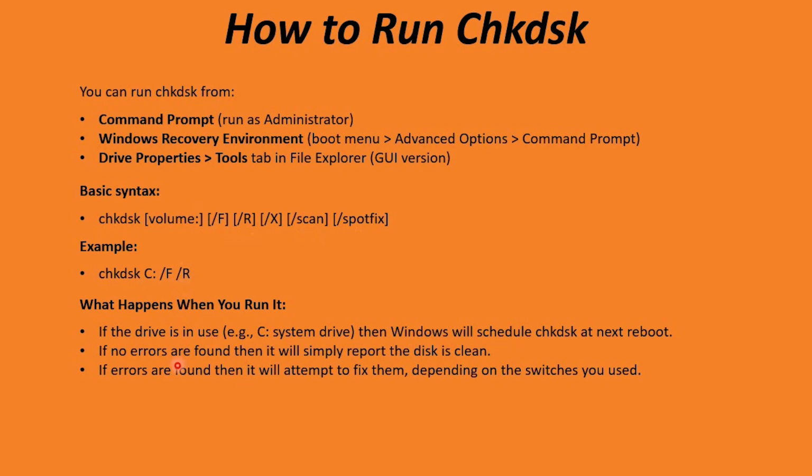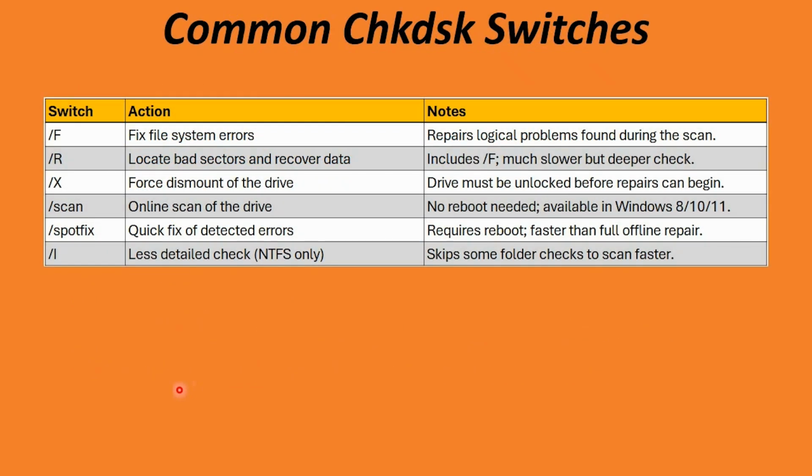All right, so what happens when you run it? If the drive is in use, such as the system drive, the Windows drive, then Windows will schedule the check disk at the next reboot. If no errors are found, then it will simply report the disk as being clean. And if errors are found, then it will attempt to fix them depending on the switches that you use. All right, so here are some more common check disk switches. There's not a ton of them, but these are the more common ones here.